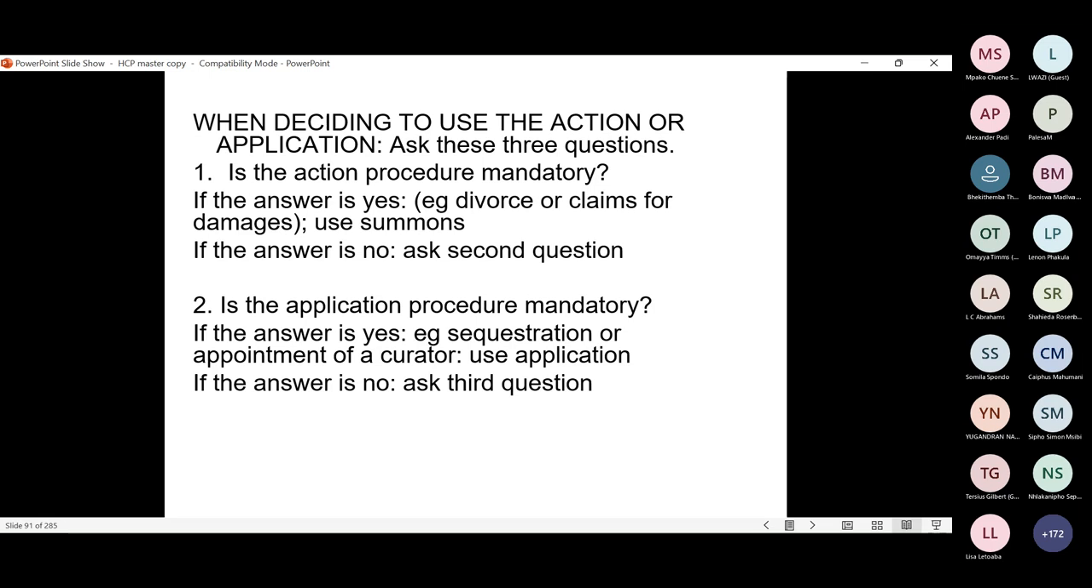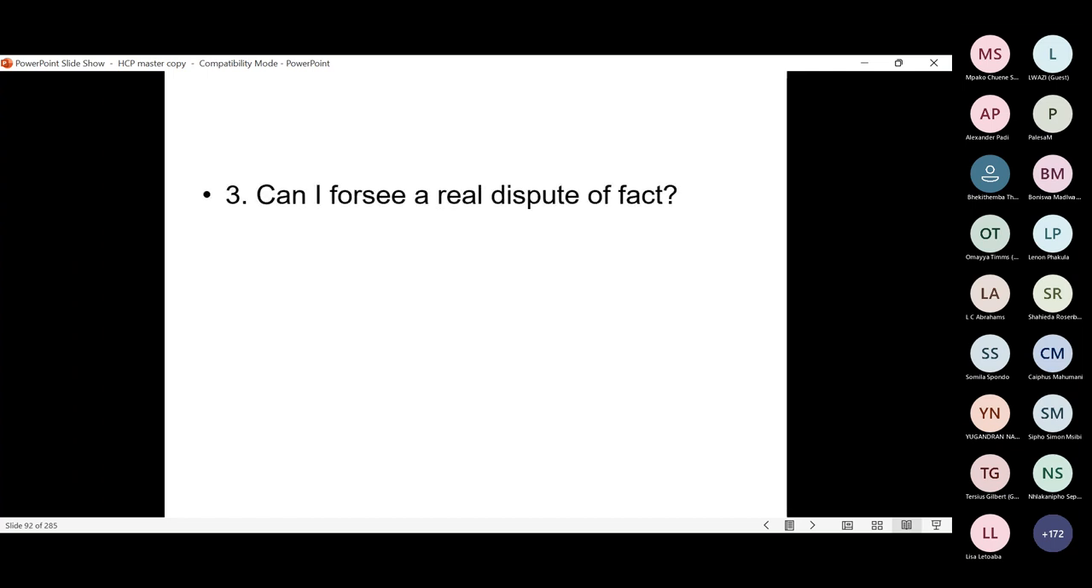So if it is not mandatory to use the action procedure or to use the application procedure, this is now where your skills as a lawyer come in. The third question that you ask yourself is, can I foresee a real dispute of fact? Now, they say a real dispute of fact because obviously there is some dispute, because that's why we're going to court. So even if I use the application procedure, there's going to be a dispute of fact. But now you have to determine whether this dispute of fact can be decided on the papers, or would the court have to hear oral evidence in order to determine the dispute. So you will have to make that call. Can I foresee a real dispute of fact?